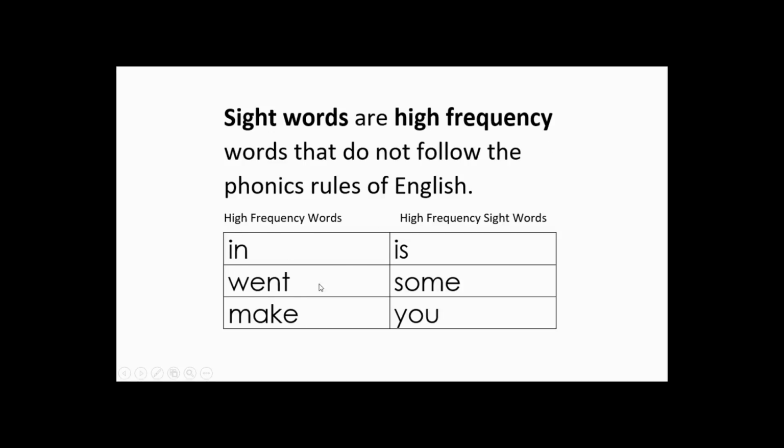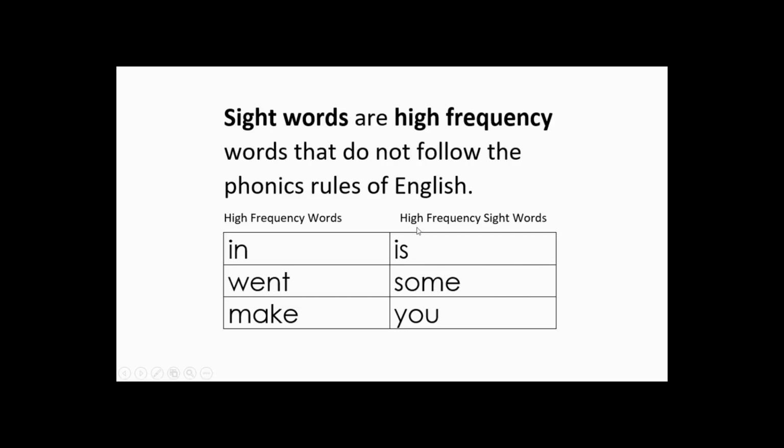So here's some nice high frequency words that kids could decode. They're in a lot of text. In, went, make. These follow the rules of English. A consonant, short vowel, and a blend. A consonant, vowel, consonant, E. These all would be easy for kids to read once they knew those phonics features. Here are a couple of high frequency sight words. They're common words, that makes them high frequency, but they don't follow the rules of English. For example, this would be is. Put those two sounds together, you get iss. And this word is not pronounced iss, it's pronounced iz.